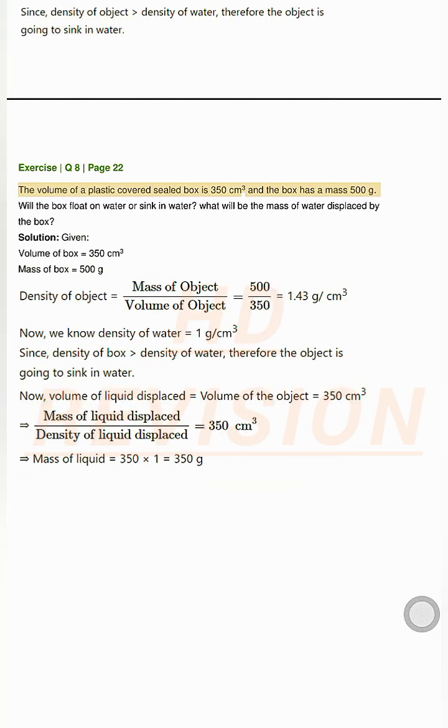Exercise Q8, page 22. The volume of a plastic-covered sealed box is 350 cc and the box has a mass of 500 grams. Will the box float on water or sink in water? What will be the mass of water displaced by the box? Solution. Given. Volume of box equals 350 cc. Mass of box equals 500 grams.